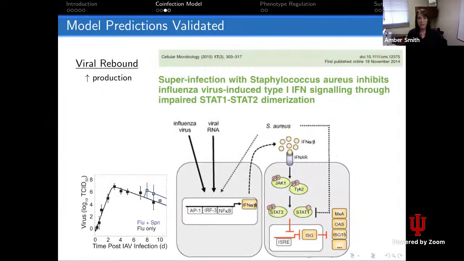So since then, both of these predictions have been validated, some more directly than others, but there have been a couple papers that have shown increased virus production with bacteria. This particular one used Staph aureus. Staph gets inside of a cell, downregulates interferon signaling. That sort of lifts the suppression on virus production, and you get, of course, more virus production.